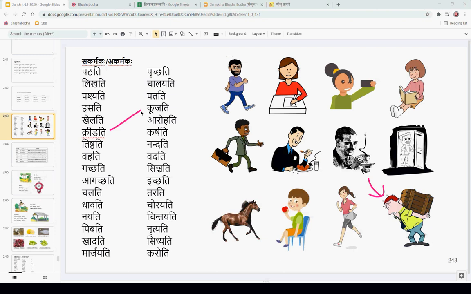Now the question comes here: if we think of it like play in English, then normally the karma padam will be coming there. What is he playing? That is how we ask in English. But here in Sanskritam kridati is akarmaka. There is no karma padam.